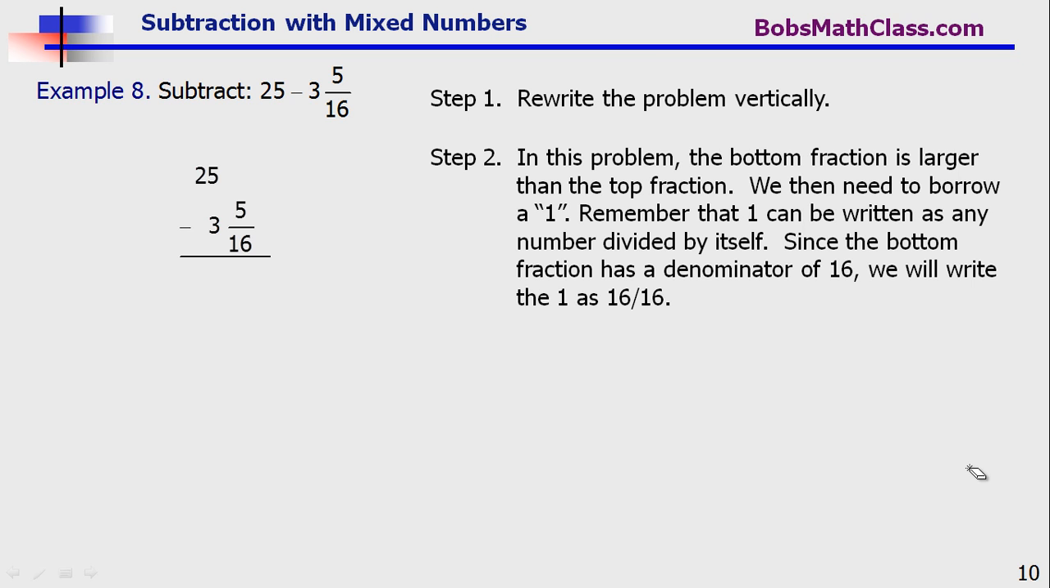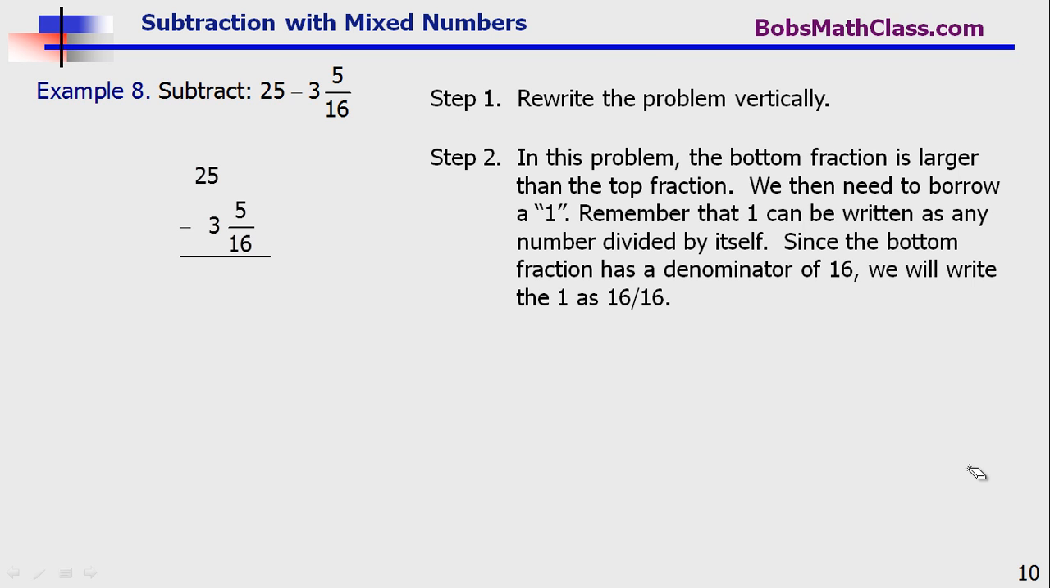Okay, now we want to subtract the top fraction minus the bottom fraction, but there is no top fraction. And it says that if the bottom fraction is larger than the top fraction, we have to borrow. Okay, so let's read what it says here in step 2. In this problem, the bottom fraction is larger than the top fraction. So we then need to borrow a 1. Also remember that 1 can be written as any number divided by itself. Remember 8 over 8, or 245 over 245. Since the bottom fraction has a denominator of 16, we will write the 1 as 16 over 16.